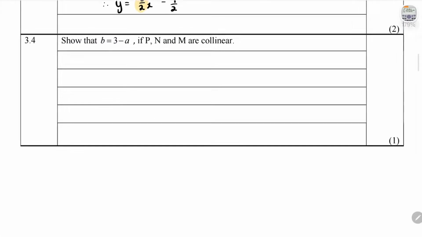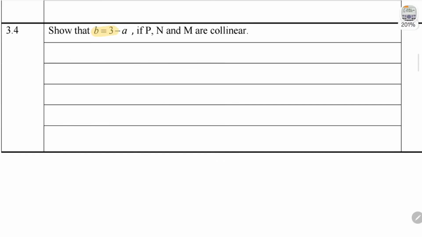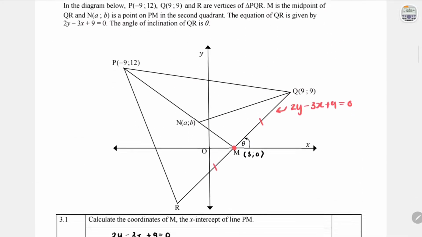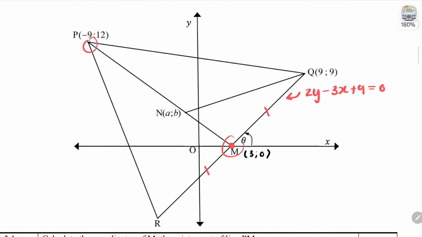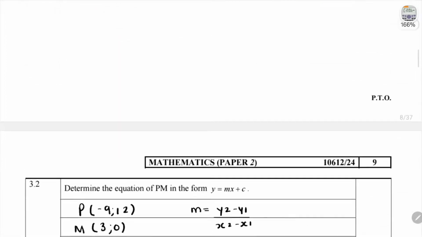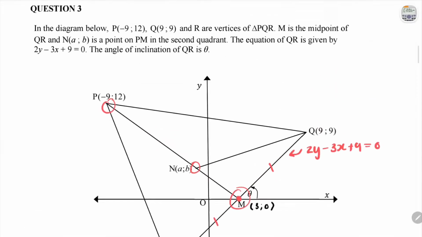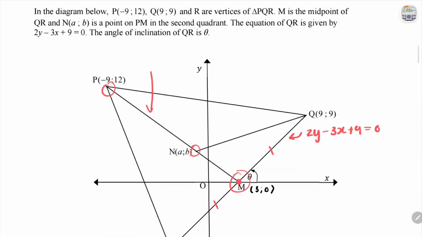Question 3.4 says, show that B equals 3 minus A if P, N, and M are collinear. Okay, so they're collinear, they lie on the same line. So let's look at P, M, and N, and let's see how B can be equal to 3 minus A. Okay, so this is P, M, and N. And we found the equation of this line already in question 3.2, right? We found that that is negative x plus 3. So we'll just keep that in mind. We know the equation of this line, y equals negative x plus 3.